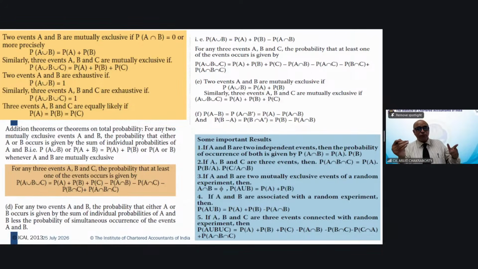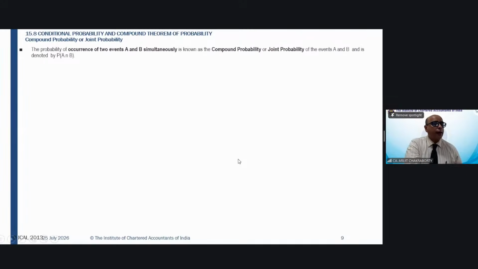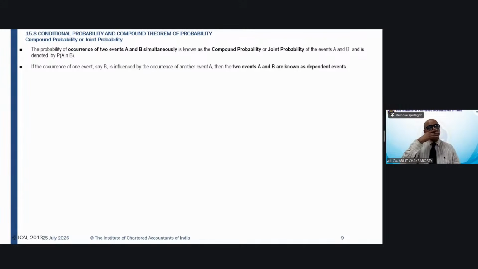But in case we find that there are events which are dependent on each other, then we have to use conditional probability, which we'll see in a few moments from now. In this slide, we will see what is meant by conditional probability, where the probability of occurrence of two events.